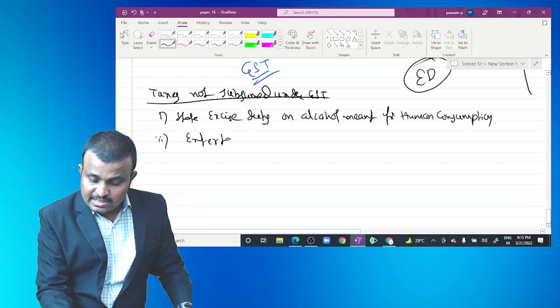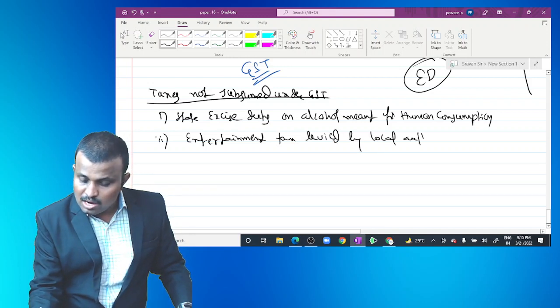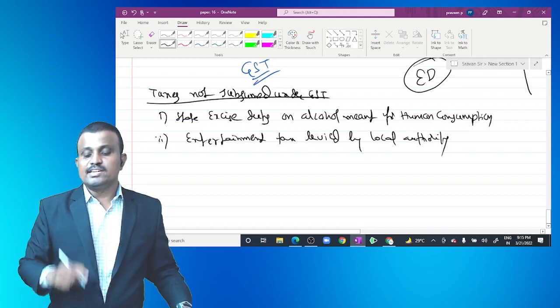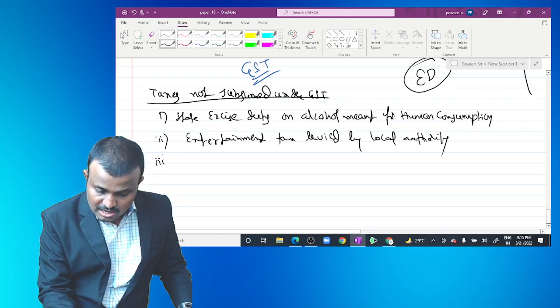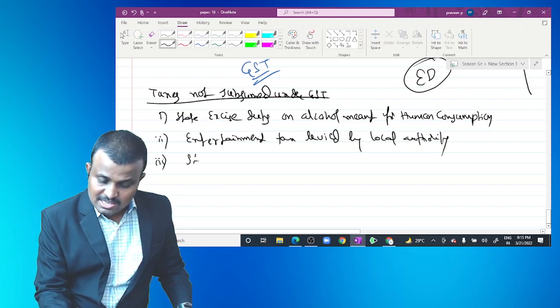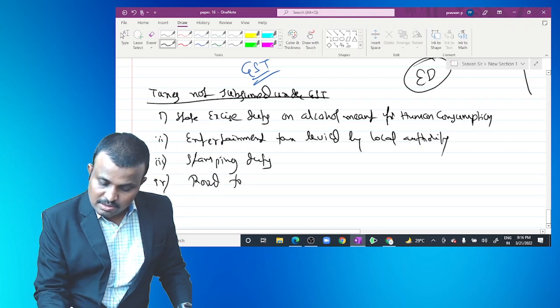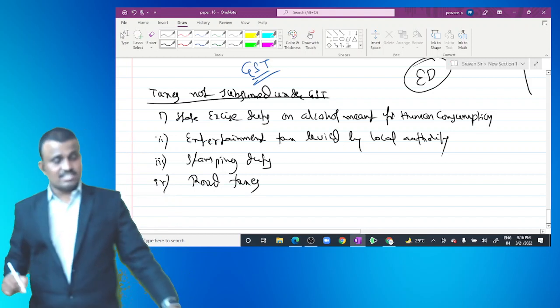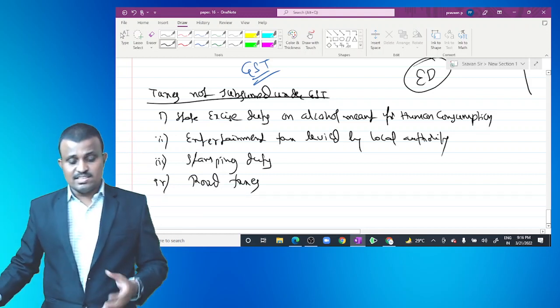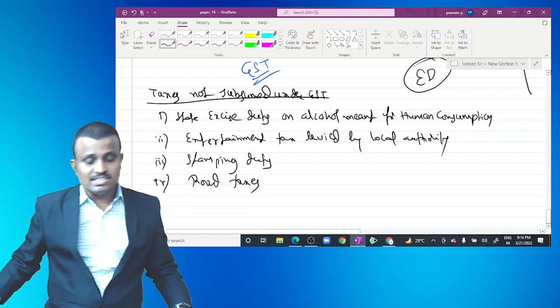Another one is entertainment tax levied by local authority. Entertainment tax levied by local authority are not subsumed, even those are imposed by local authority itself. And stamping duty and road taxes. So road taxes, stamping duty and road taxes, so municipal taxes, these are all not subsumed under purview of GST.